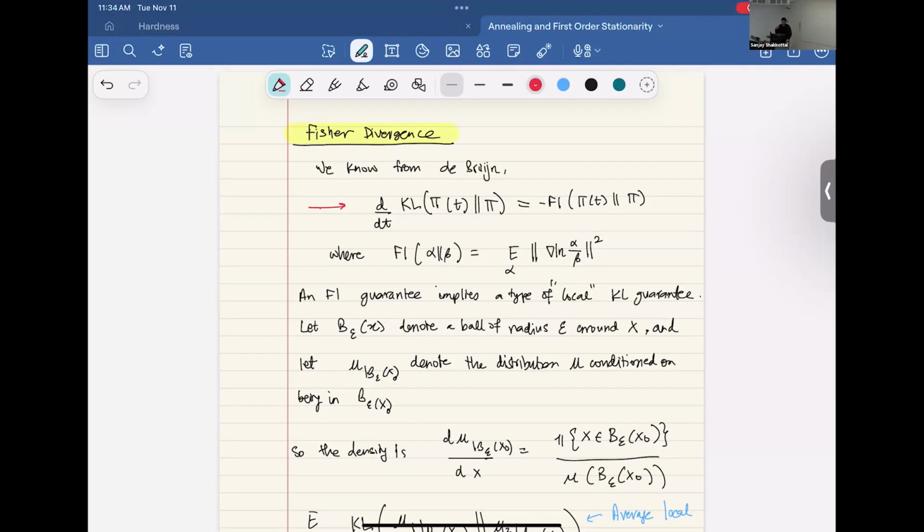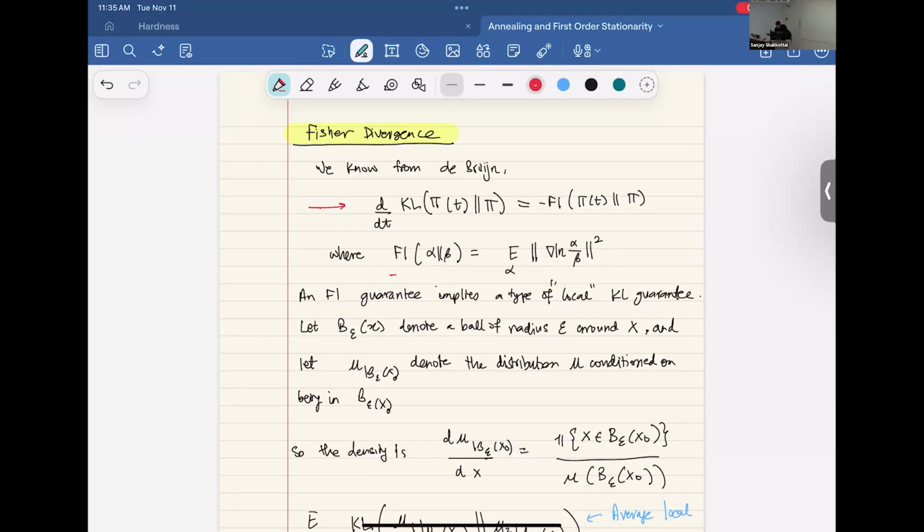It says that the rate at which your KL distance changes, when you're running Langevin, is given by something called the Fisher divergence, which is defined here. The Fisher divergence between alpha and beta is the expected value under alpha of, I'm going to say, the score difference. It's the grad log of alpha minus the grad log of beta.